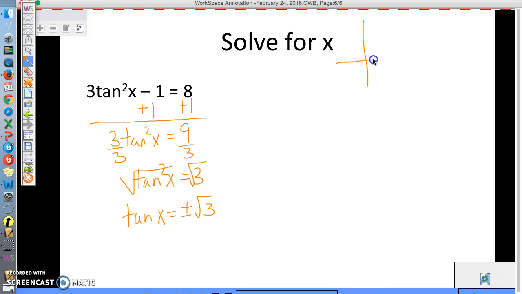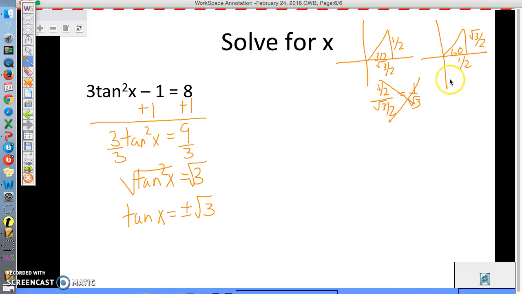Which triangle does our tangent equal the square root of 3? So I always tend to draw out both of them. It's either a 30 or a 60. So root 3 over 2 and 1/2. 1/2, root 3 over 2. Tangent, opposite over adjacent. So it's 1 over root 3, so it's not that one, so it's got to be 60. Root 3 over 2 over 1/2. So that gives us our root 3.